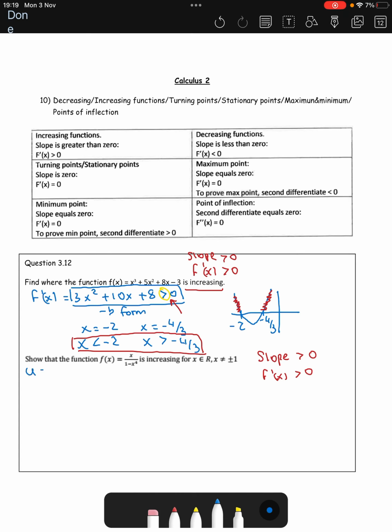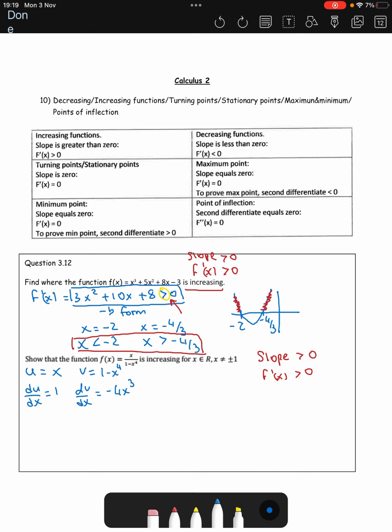Here we need to use u and v because it's a fraction. U is going to be x. The derivative of u is going to be 1. V is going to be 1 minus x to the power of 4. The derivative of v in terms of x is going to be minus 4x to the power of 3. And I fill in my formula.